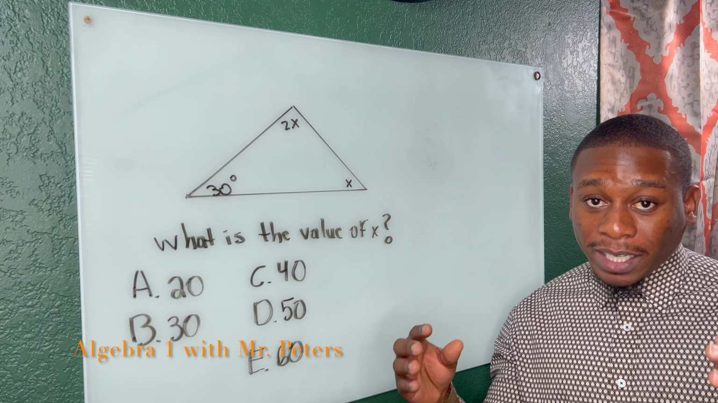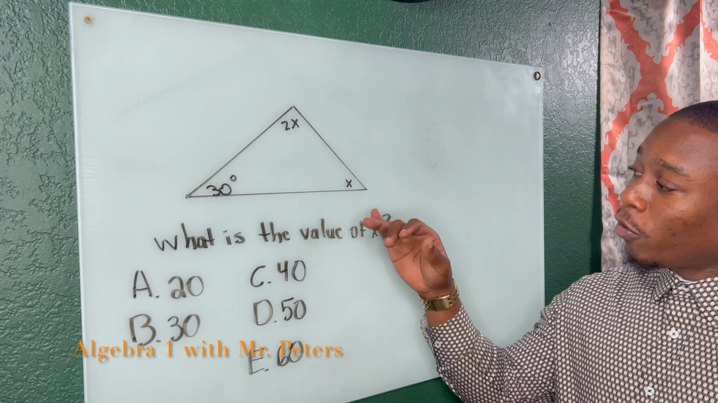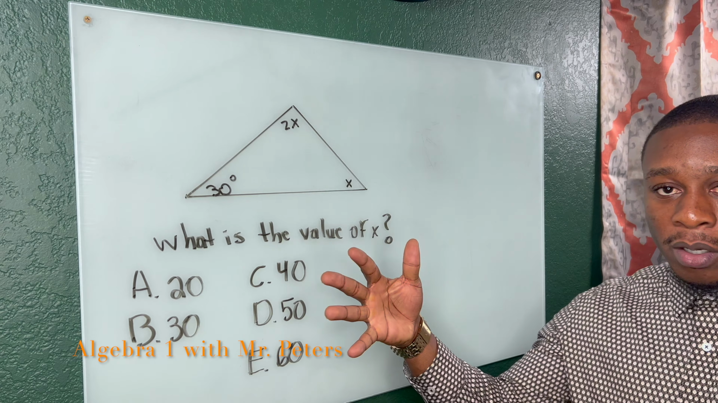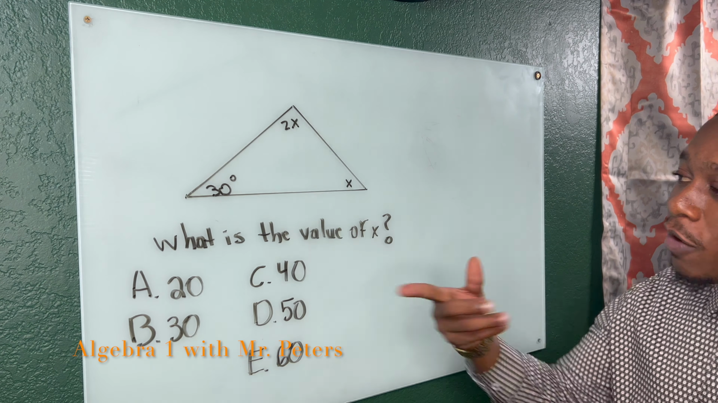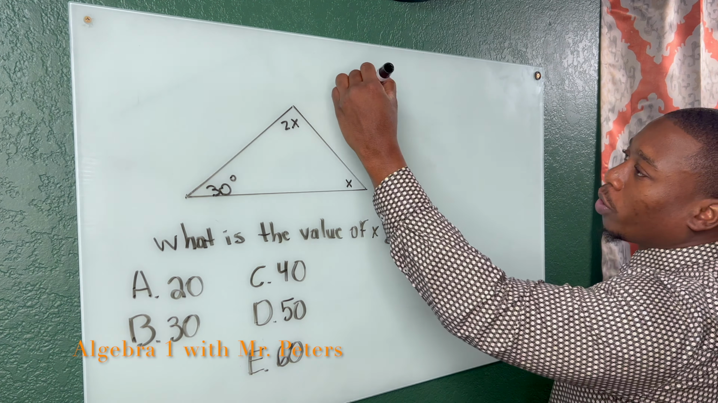We're dealing with a scalene triangle, meaning that none of the angles are going to be the same. So for us to figure out what x and 2x are, we're going to create an equation since they gave us one side length. So what we're going to have is x plus 2x plus 30 is equal to 180 degrees. 3x is equal to 150. Once we divide, we are now going to get x is equal to 50 degrees.